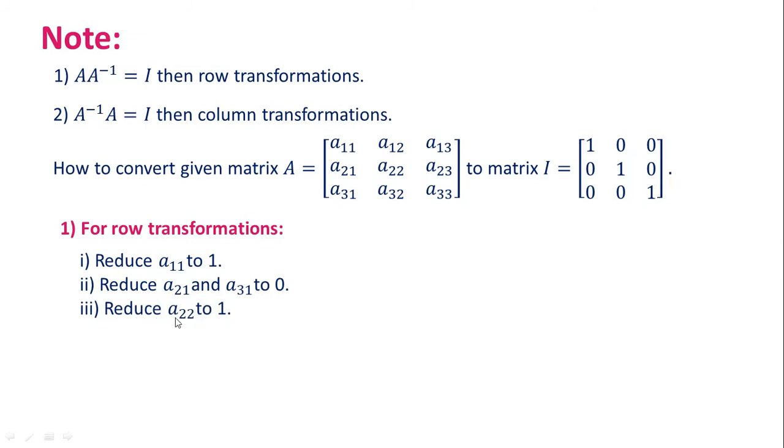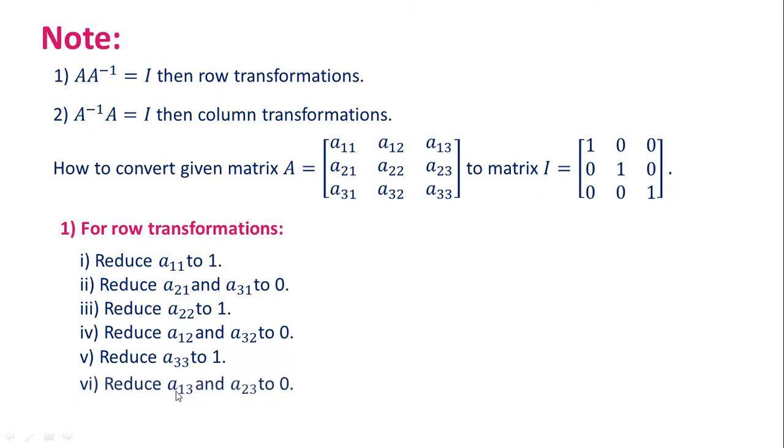Then the third step will be to convert A22 to 1. Convert the A22 element to 1. See here. Then the fourth step will be to reduce A12 and A32 to 0, which means make these to 0. Then reduce A33 to 1. Reduce this A33 to 1, and last, reduce A13 and A23 to 0.